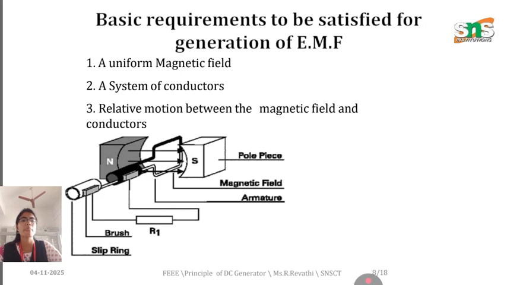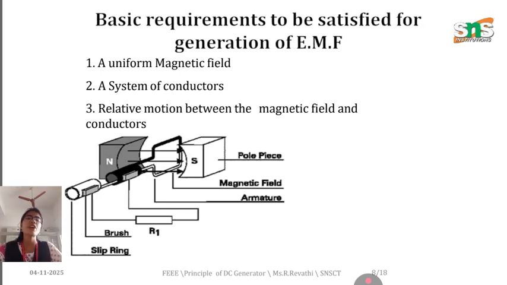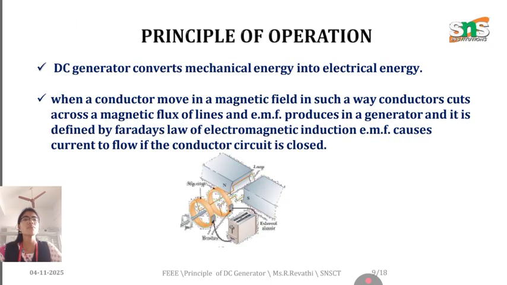The basic requirements for the generation of EMF are a uniform magnetic field, a system of conductors to carry the flux lines, and relative motion between the magnetic field and the conductor. These are the major components required for EMF to be induced in a generator. Principle of operation: when a conductor moves in a magnetic field such that it cuts across the magnetic lines of flux, an EMF is produced, as defined by Faraday's law of electromagnetic induction. The EMF causes current to flow if the conductor circuit is closed.